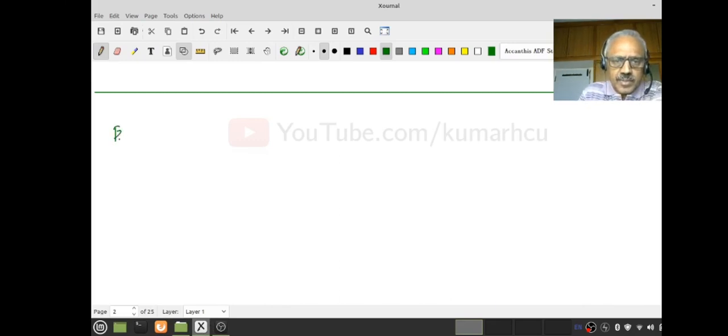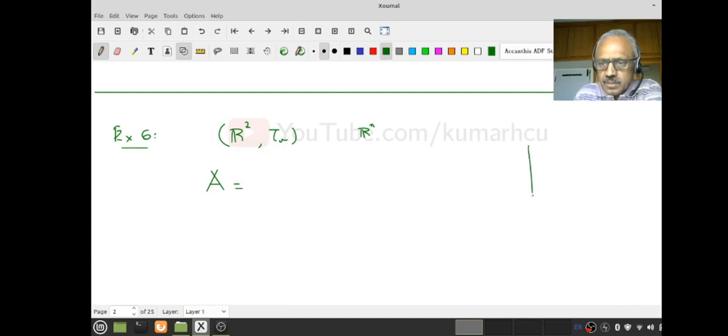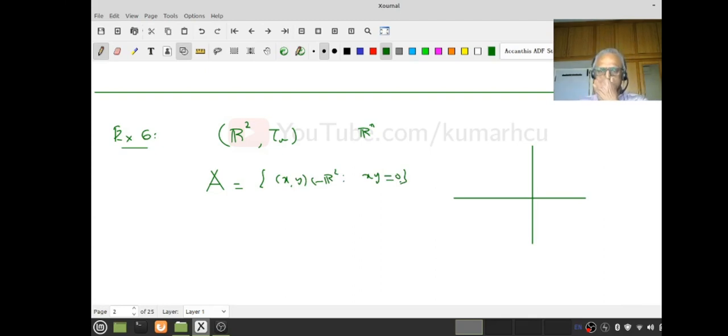This is example number 6, if I remember right. Let us take R2 with the usual topology. Whenever we write Rn with no topology mentioned, it's the usual topology given by the standard metric. My subset A is the union of axes, that is, the set of all (x, y) in R2 so that x times y is 0. That means x is 0 or y is 0.